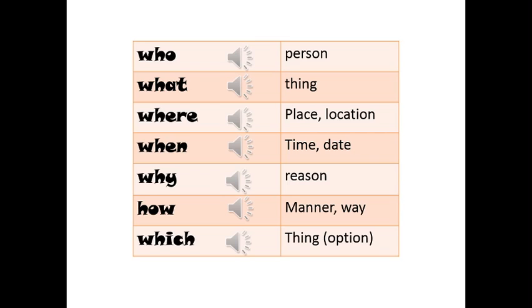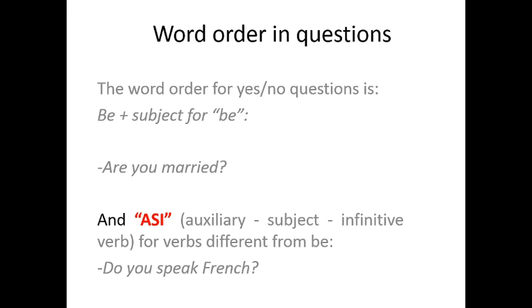Well, what about the word ordering questions? The word ordering questions, for yes no questions, we have the verb to be. When we have the verb to be, we start the question with be and a subject, for example, are you married? And the form is auxiliary, subject, infinitive verb, for verbs different from be. For example, do you speak French?